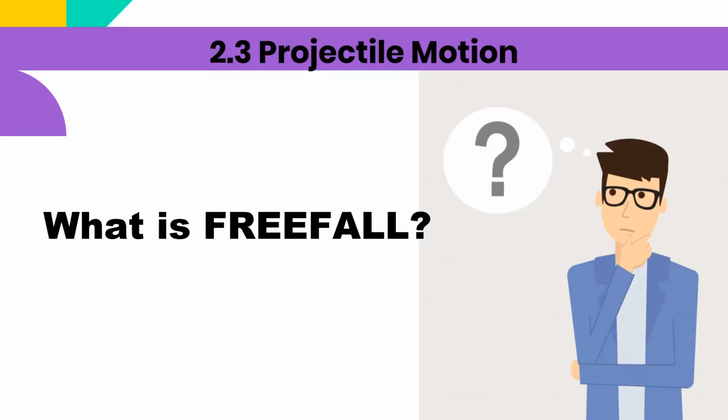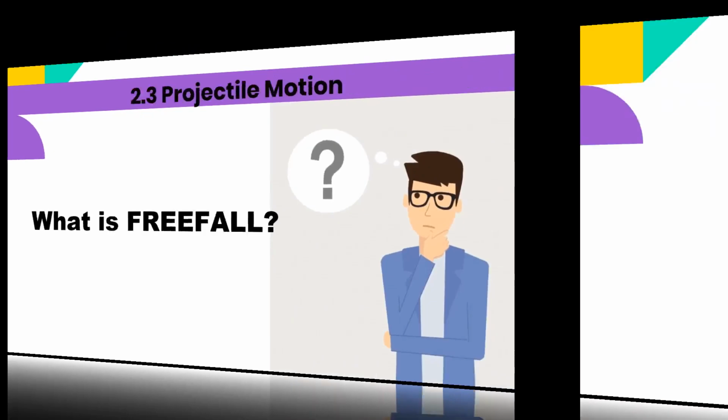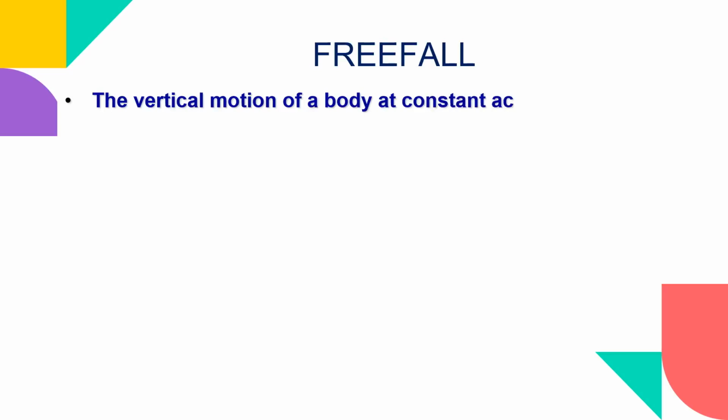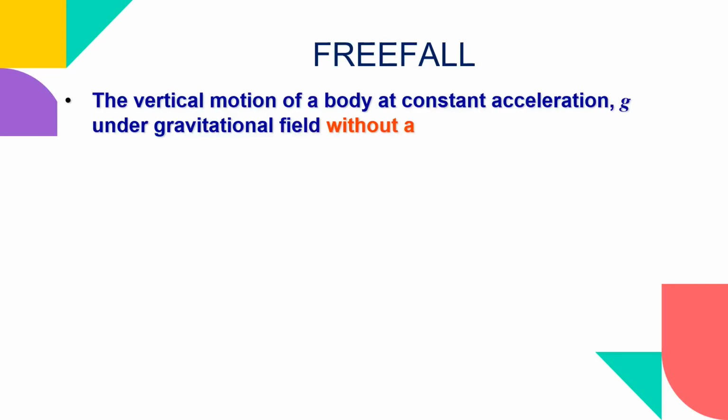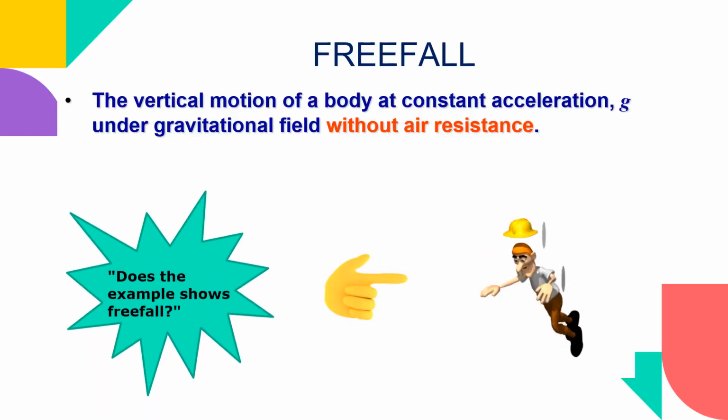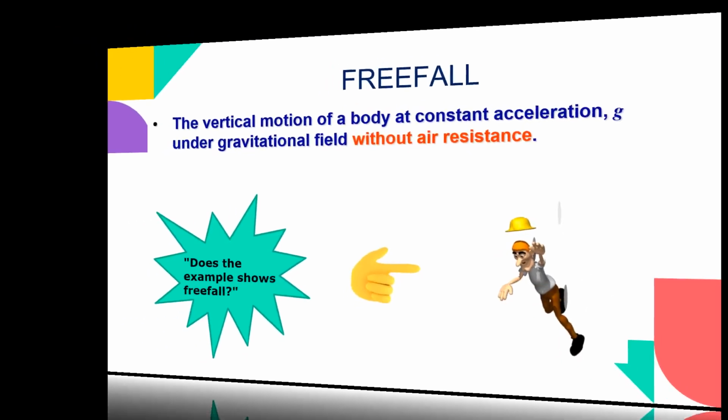What is free fall? Free fall can be defined as the vertical motion of a body at constant acceleration g under a gravitational field without air resistance. Does the example show free fall? Yes, it is free fall.